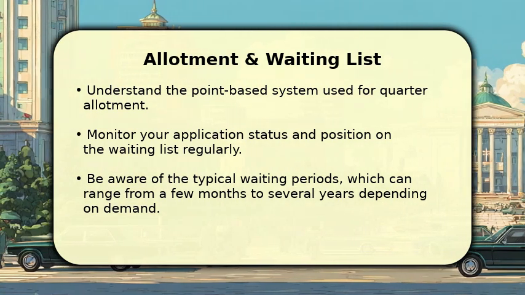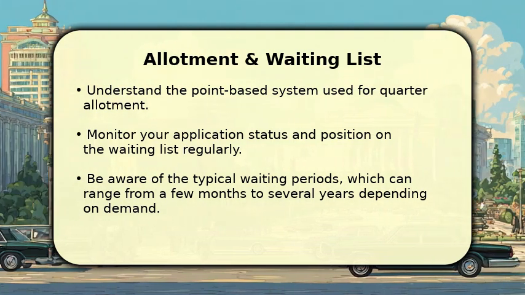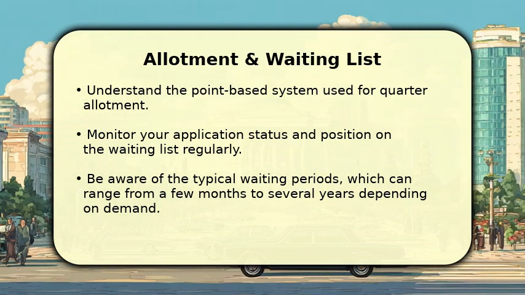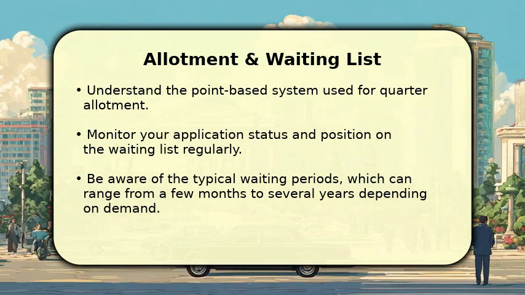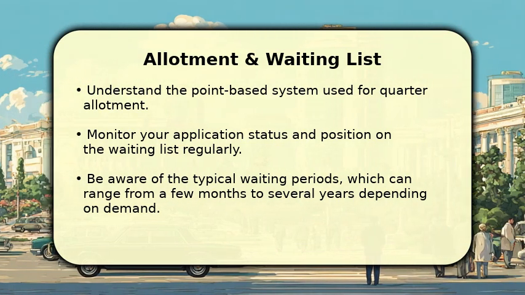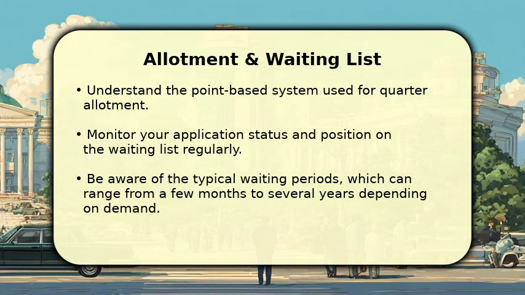It operates on a point-based system, considering factors like your pay level and length of service. You should regularly monitor your application status and position on the waiting list through the portal. Be aware that typical waiting periods can range from a few months to several years, depending on the type of quarter and demand in specific areas.